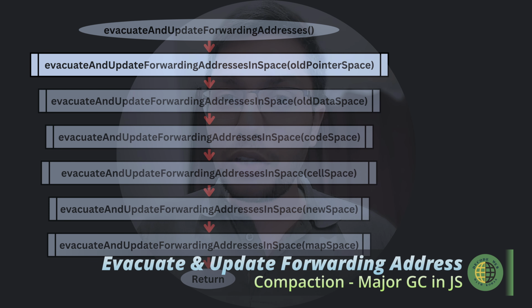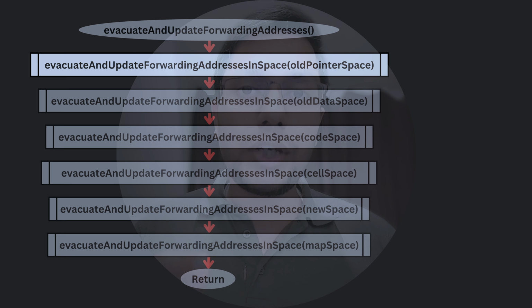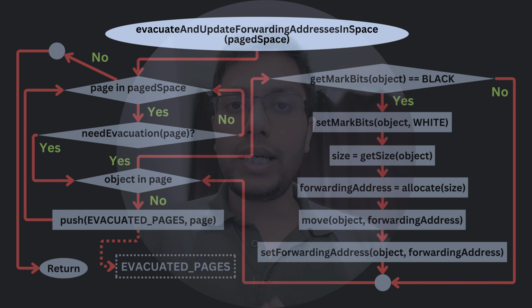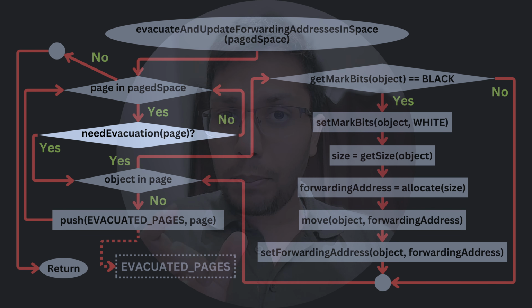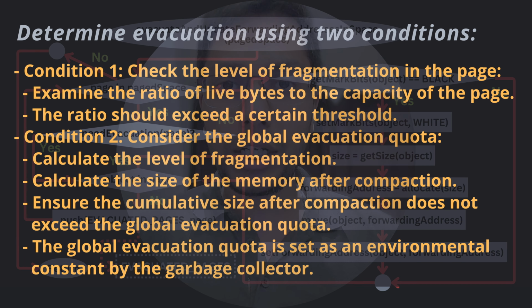Now, inside that function, we call evacuate and update forwarding addresses in space function with heap spaces one by one. Now, inside evacuate and update forwarding addresses in space function, which is called using a heap space, we iterate through all the pages in the space and we check if a particular page needs to be evacuated or not. This is determined using 2 conditions. First, check the level of fragmentation of a page by examining the ratio of live bytes to the actual capacity of the page, and it should exceed a certain threshold.